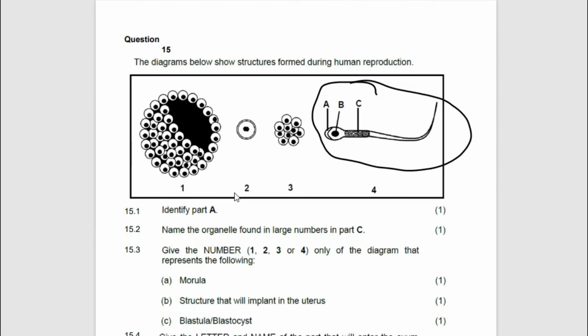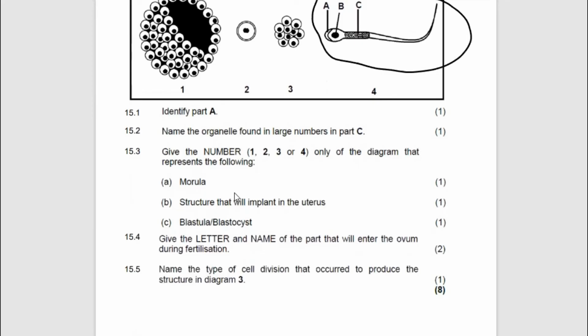Acrosome, we have seen it. Nucleus, we have seen it. Mitochondria or middle piece, we have seen it, based on the question which is being asked, most especially if the line is not clear. Identify A, we have seen it, acrosome. Name the organelle found in large numbers in part C, we have seen it, it is mitochondria. Then they are saying give the numbers 1, 2, 3, 4 only on the diagram representing morula.